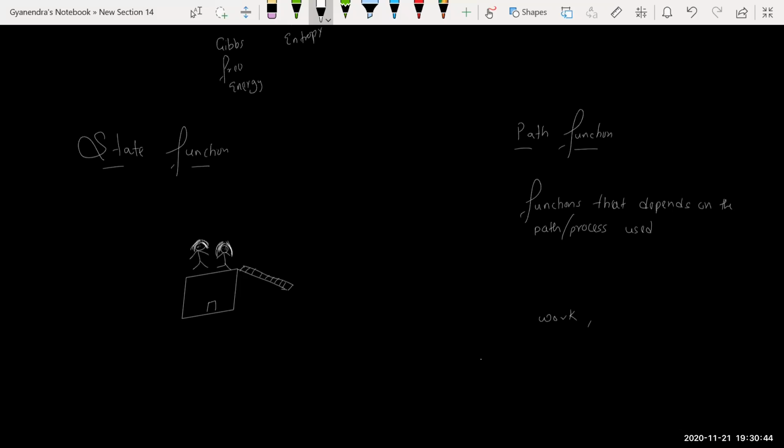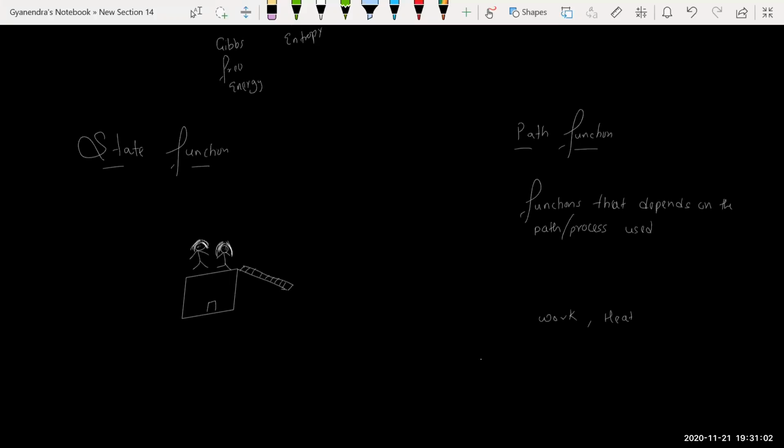You can have work, right, Dinesh? What else can be a path function? Work, heat, energy due to friction. These are examples of path functions.